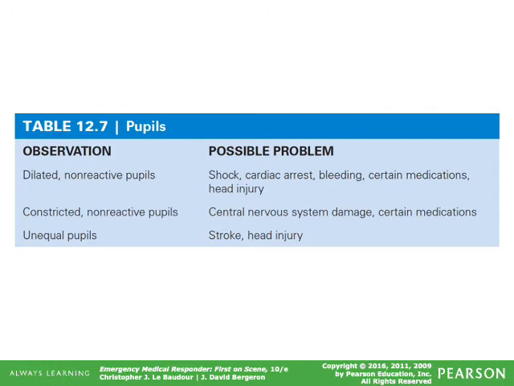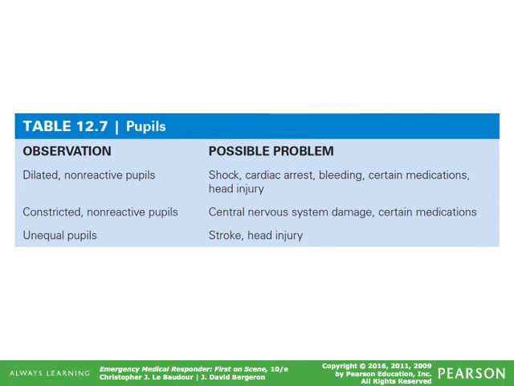Alright, again, this is in your book, 12.7, but we'll go over it briefly. So dilated non-reactive pupils. Dilated means they're larger than normal, and non-reactive means they don't react to light. This can be during shock, cardiac arrest, bleeding or hemorrhage. Certain medication can cause this, and also head injury can cause it.